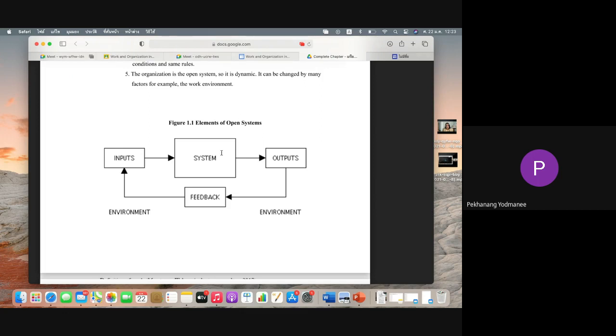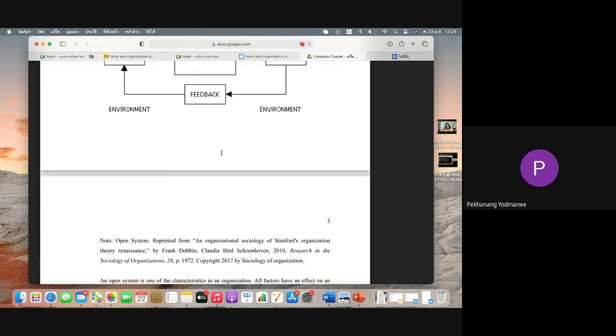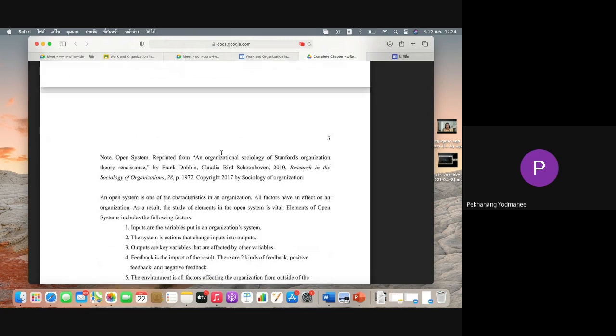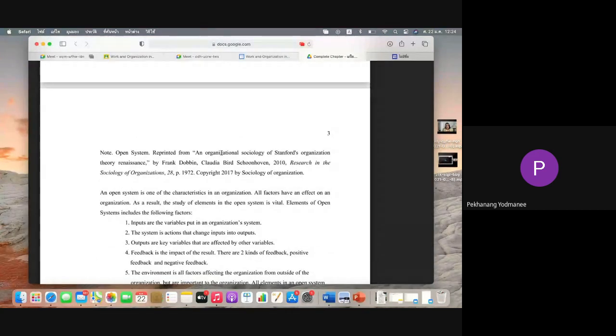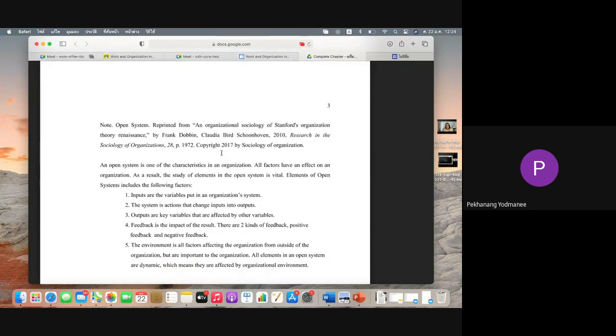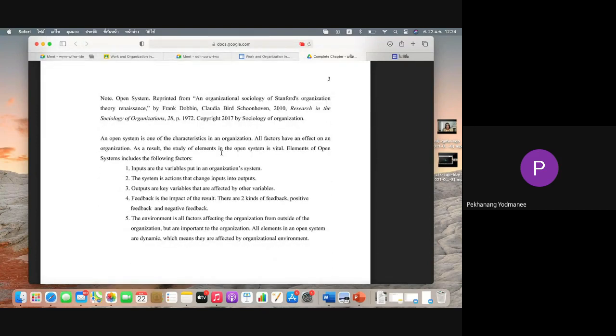The steady state is dynamic homeostasis, and a tendency toward growth to ensure survival, differentiation and specialization, integration and coordination, equifinality, many paths to the same end. Okay, and Ajahn Job will conclude the open system characteristics from Katz and Kahn as follows. An open system is one of the characteristics of an organization.